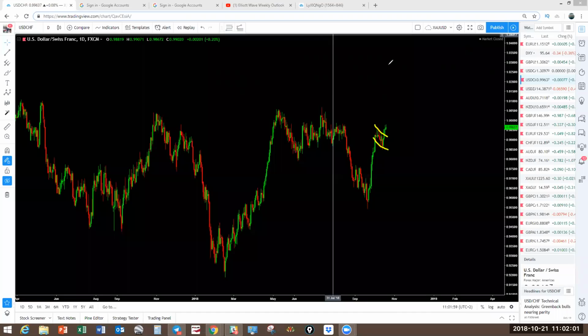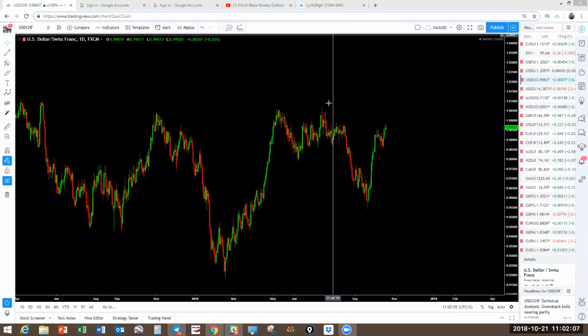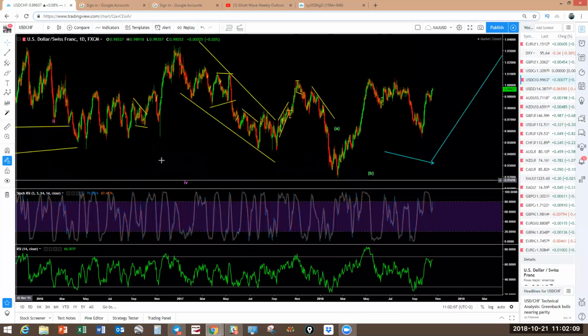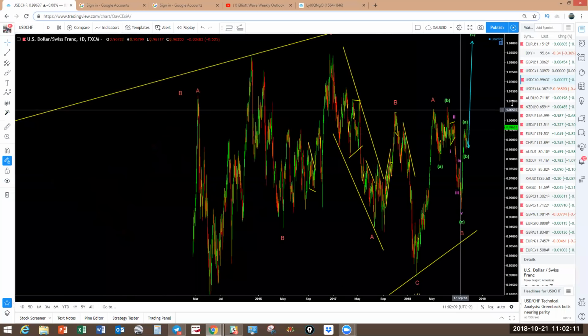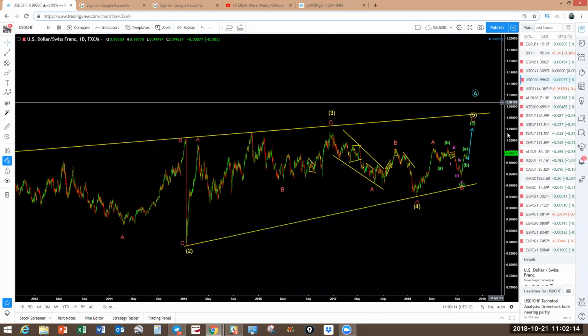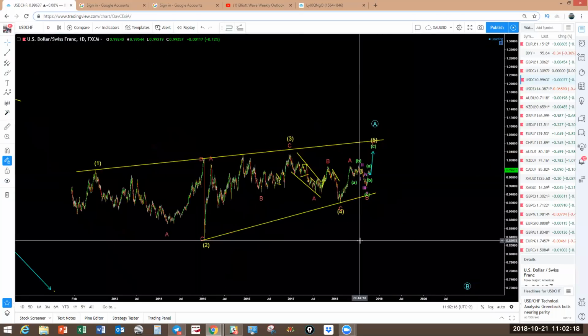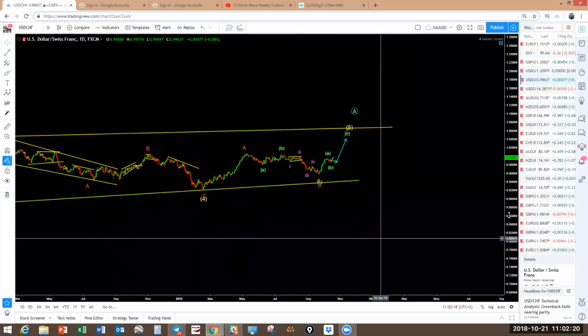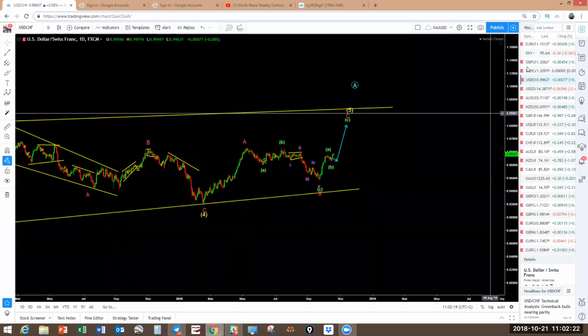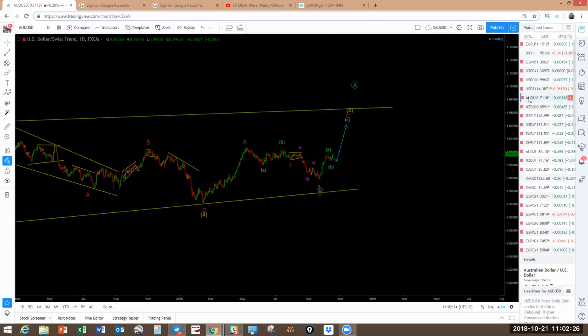Any corrective structure, keep buying. I don't expect this to make this anymore. I expect it to push higher, and this is where this is coming from. If you look at this, we're still looking for this big diagonal there in the higher degree. So look for continuation to the upside. That's US dollar CHF. Let's look at AUD.